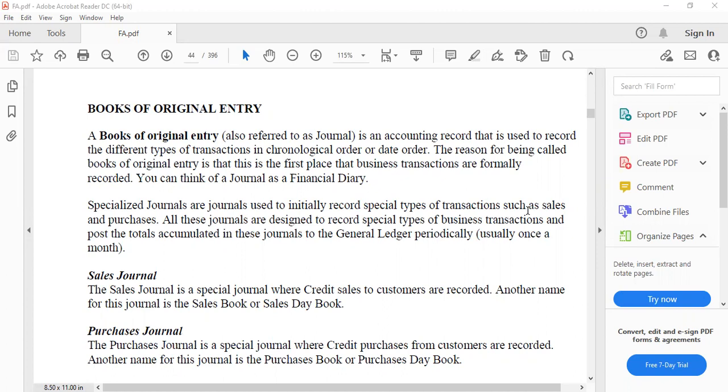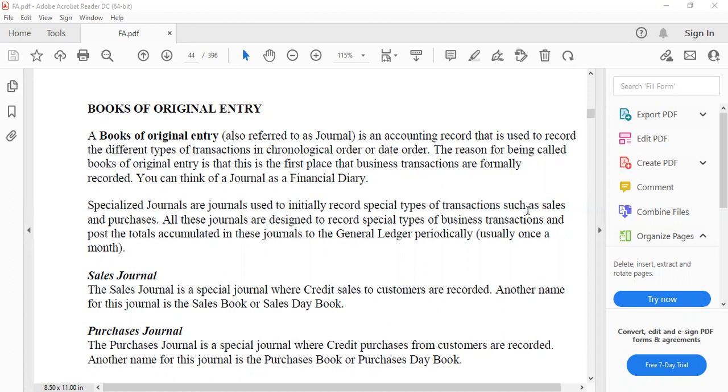And in this case, I will focus on the books of original entry. Another term for such kind of books is prime books. For you to be an accountant, you need to understand these books first, because record keeping is the key function of the accounting office.